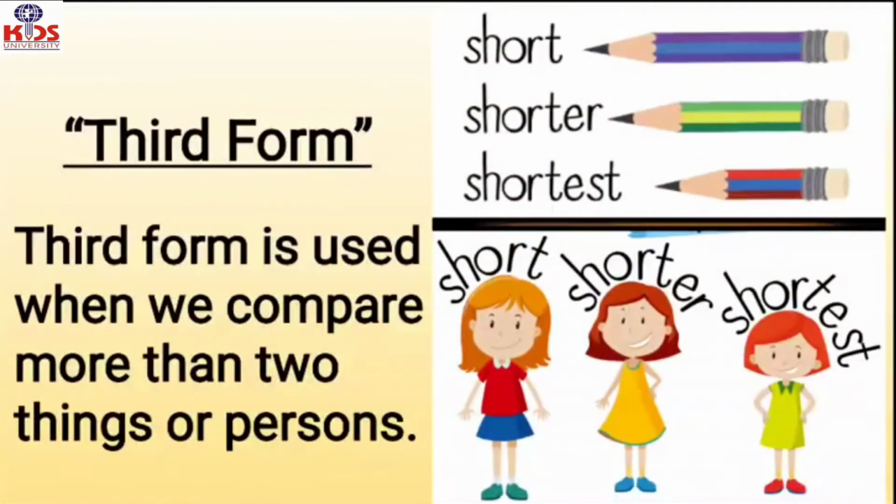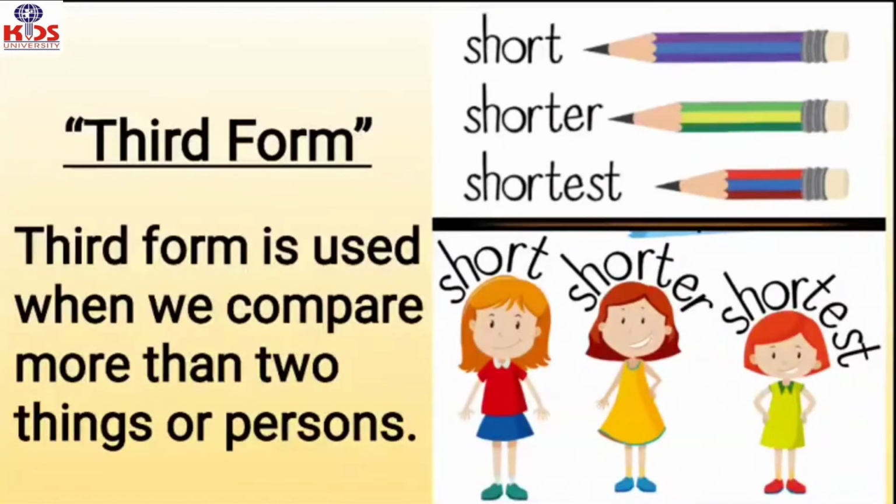Third form is used when we compare more than two things or persons. Look at the picture of these pencils. There are three pencils in this picture, but all three of them are different in sizes. First one is short, second pencil is shorter, and the third is shortest in all of them.